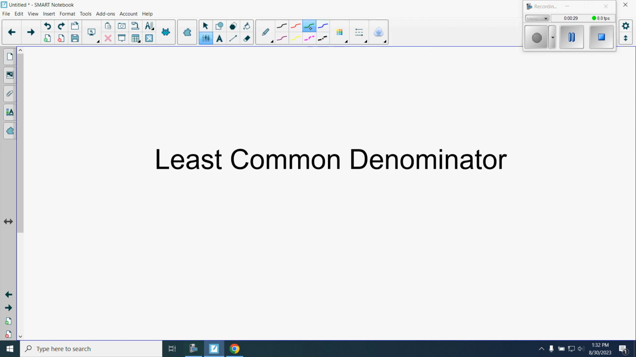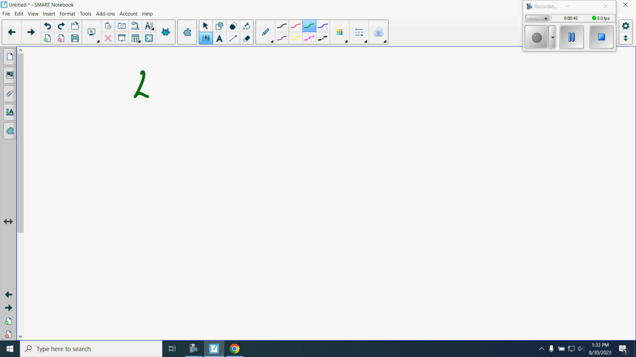A least common multiple. When we start talking about least common multiples, we have to understand what that is, and actually how to find it.